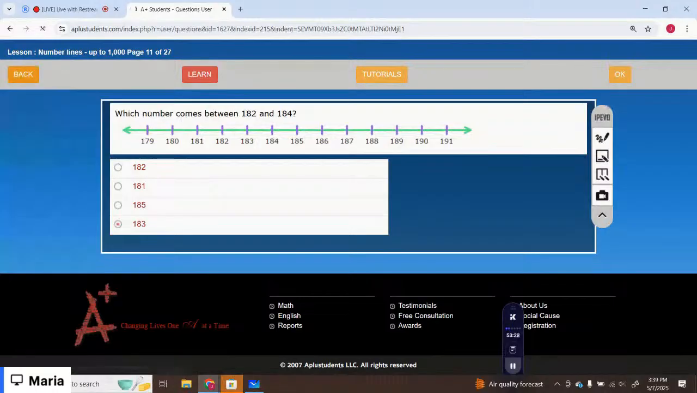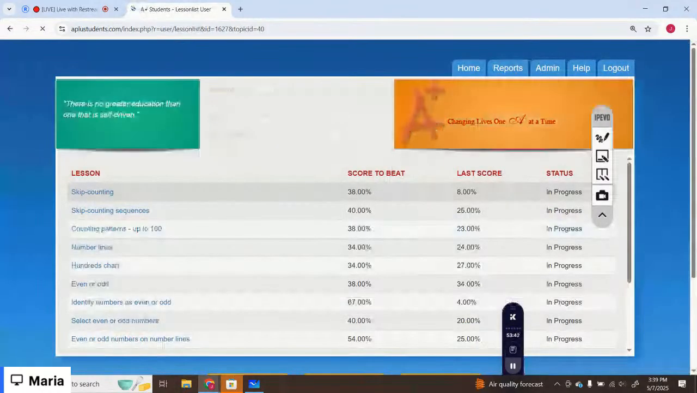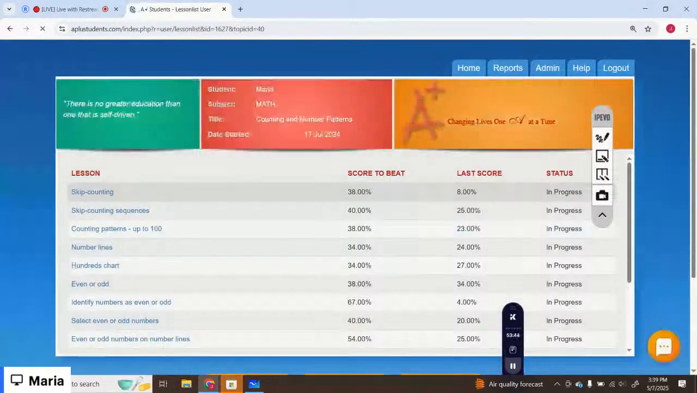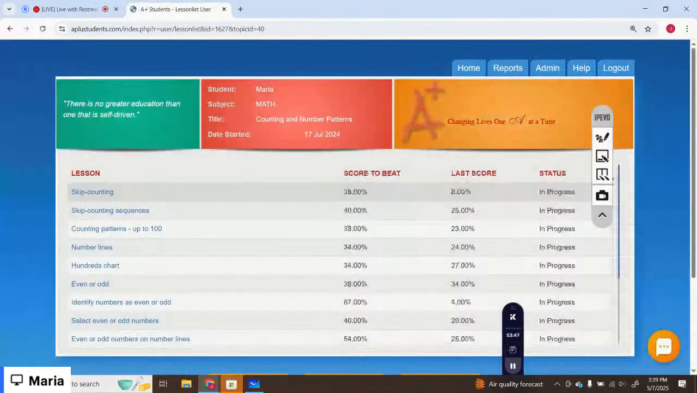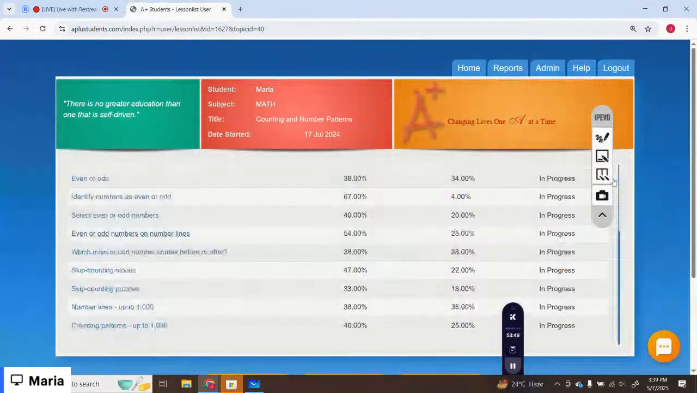Okay, you can complete the lesson by yourself today. So we were working on the math chapter, counting and number patterns. The lessons we have covered today are even and odd, what number comes between, after, before, skip counting stories, skip counting puzzles, and number lines up to 1000.